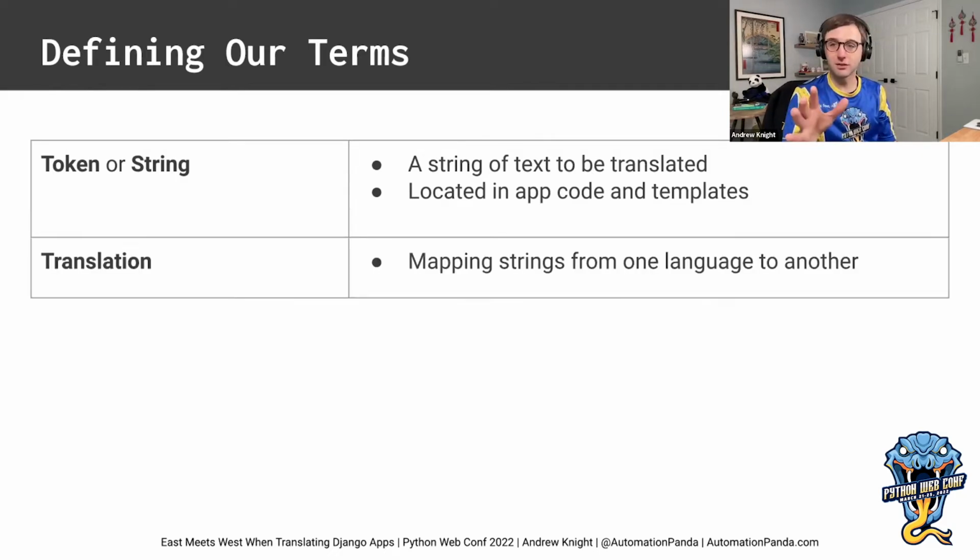A translation, if we're being careful, is a mapping of strings or tokens from one language to another. So if I have the word hello in English as a string, that would translate to ni hao in Mandarin Chinese. Hello, ni hao. So the translation is essentially a mapping of the string or token, those characters, hello, to the string or token characters in Chinese for ni hao.